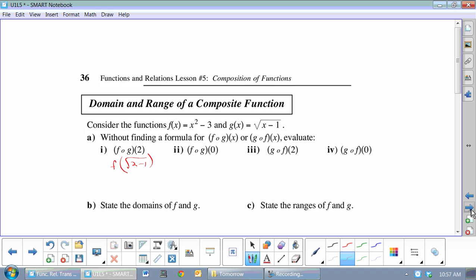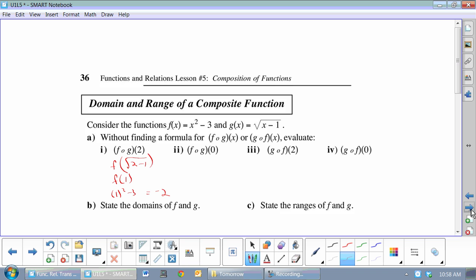Is g of 2 inside f of x? Okay. You're going to see how I do this. I'm going to figure out what g of 2 is first before I put it into f. But you see how I've got 2 into g of x. Now, the square root of 2 minus 1 is the square root of 1. What's the square root of 1? So I have f of 1. Everyone get that? Okay. Now, I'm going to put 1 into x squared minus 3. So that would be 1 squared minus 3, and the answer is negative 2.